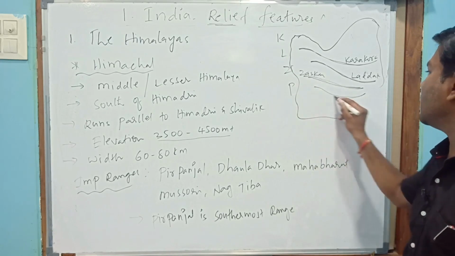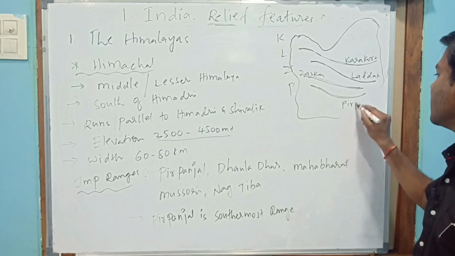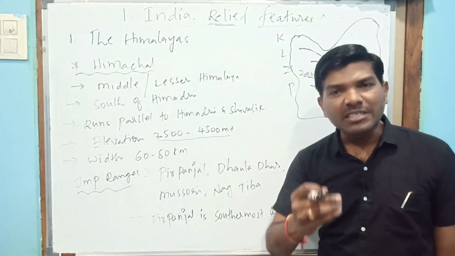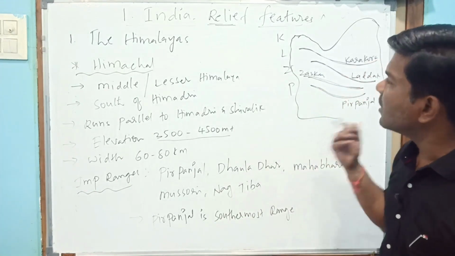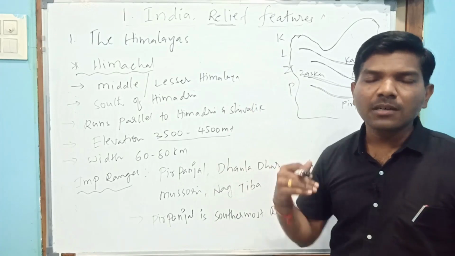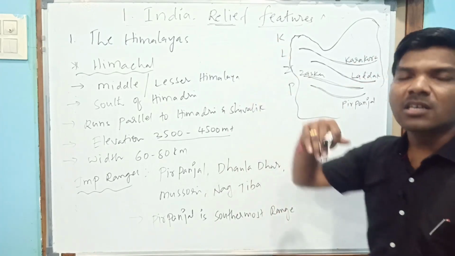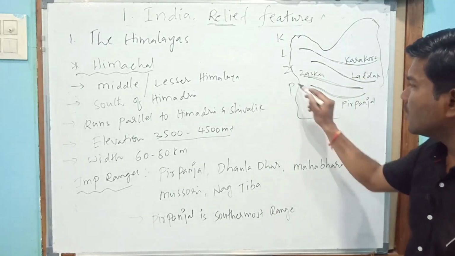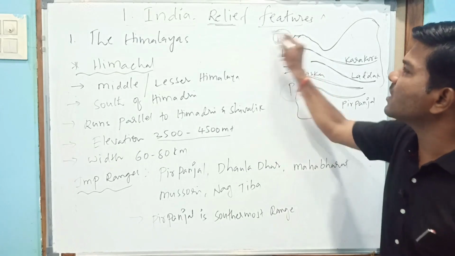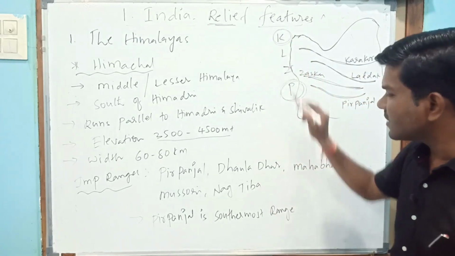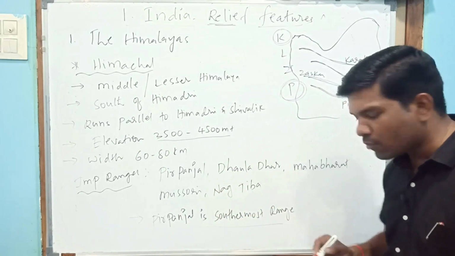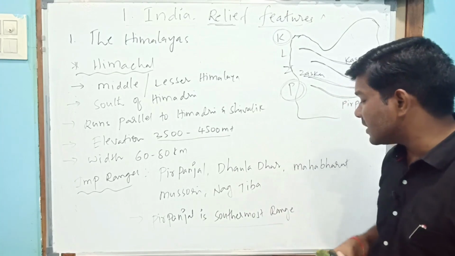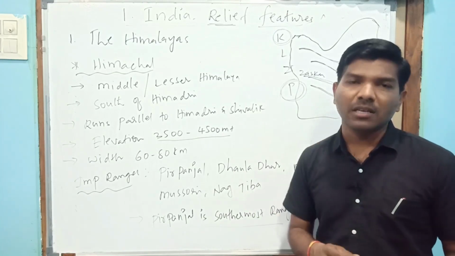Jaskar range, and this one is Pir Panjal range. In competitive examinations like the UPSC civil services, they ask you to arrange the mountains from north to south or south to north. First is Karakoram, Ladakh, Jaskar, Pir Panjal. Pir Panjal is the southern one, Karakoram is the northern one. So Pir Panjal is the southernmost range in the Himachal.